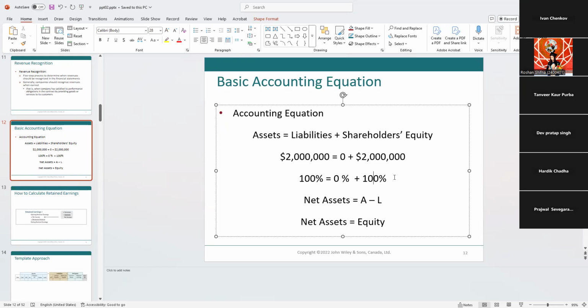But let's say we don't have the $2 million. We have only 10%. So what do we have to do? I have to deduct the 10 and change the decimal. I'm going to pay only 200,000. Now the question is, if I'm investing $200,000, how much do I have to borrow?